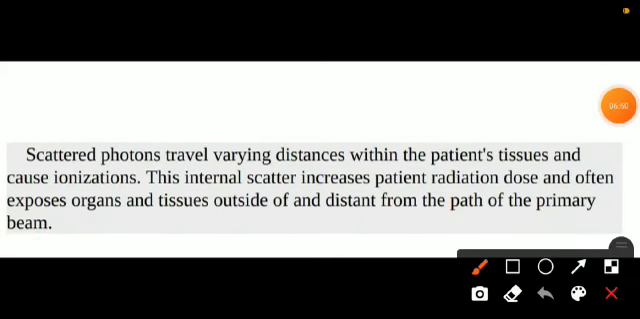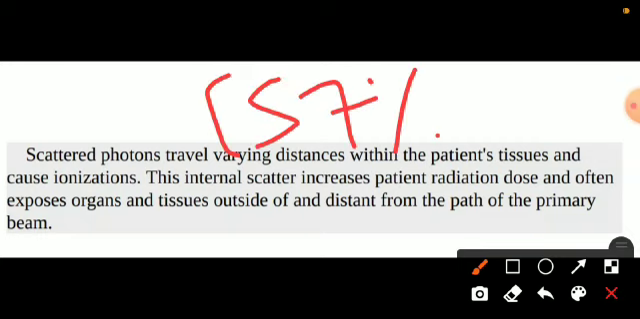In Compton scattering, the electron is also ejected. Electron release is also called ionization of the tissue. The internal scatter increases the patient's radiation dose and often exposes organs and tissues outside of and distant from the path of the primary beam. Compton scattering accounts for the largest interaction, that is 57%. You have to remember this: 57% of interactions are of the Compton scattering type.